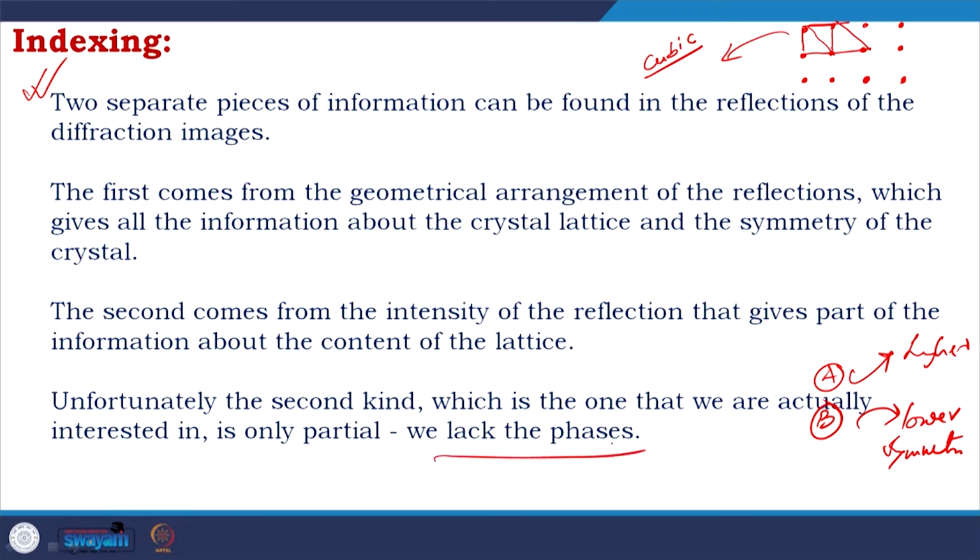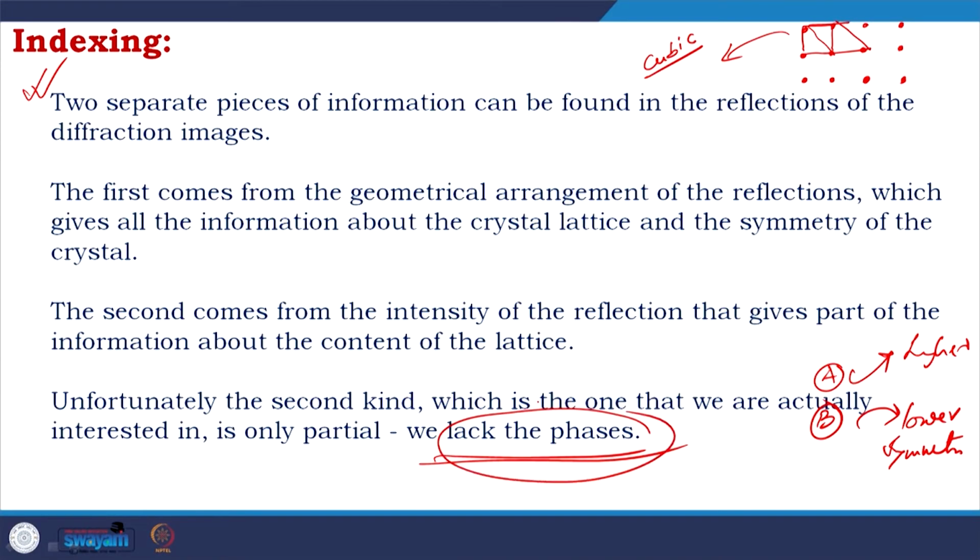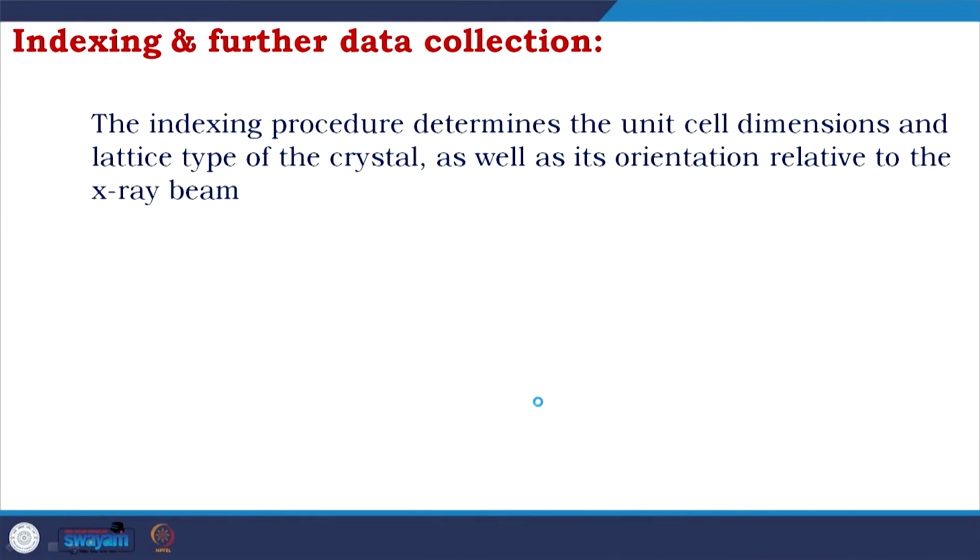Here we lack phase. So, first we do the indexing, meaning we find the unit cell, and then we get the actual coordinates, the actual intensity, the electron density. For that we lack phases, which is the famous phase problem. We will talk in detail about what the phase problem is and how in protein crystallography people have solved it. So, indexing and further data collection.